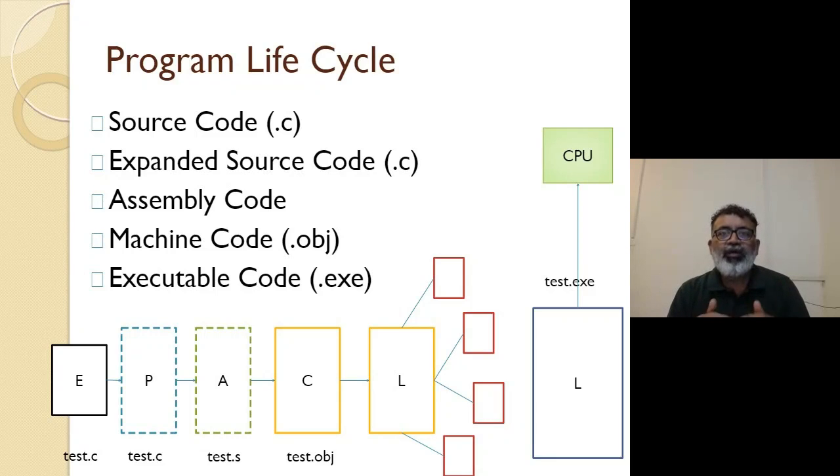What we get is the executable code, and that is the file which can be run, which can be executed to get the output. There again, one more system software comes into the picture, what we call a loader. The loader loads this executable file into the CPU.